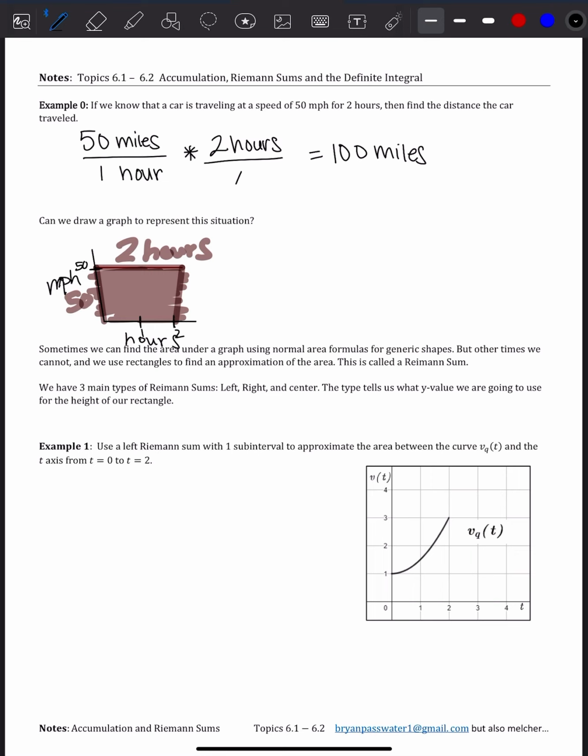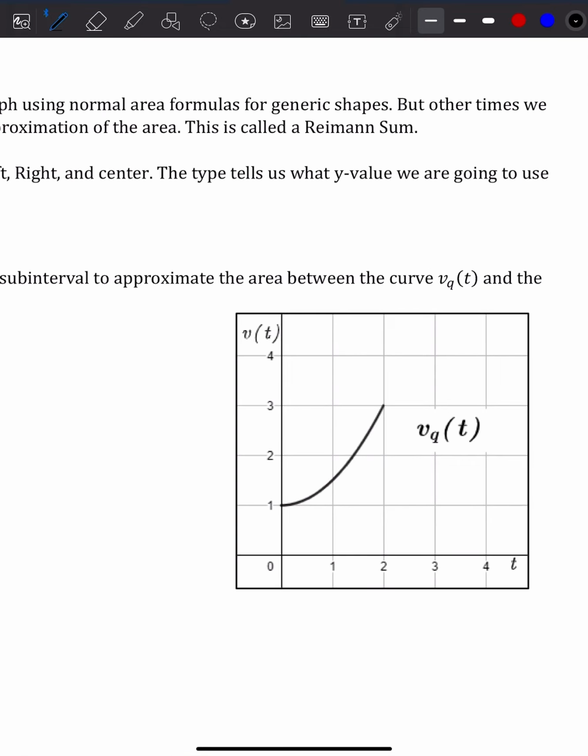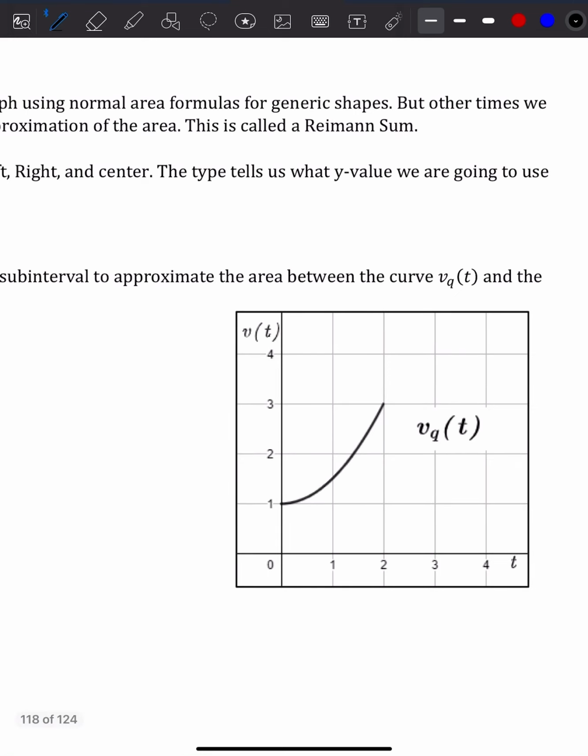So we have used a left Riemann sum with one subinterval to approximate the area between the curve of v(t) and the t-axis from 0 to 2. So we are going to be looking at this function right here. We're going to use one rectangle to do that, and that rectangle is going to be a left Riemann sum. So what we want to do is kind of draw in what we have going on here. So our interval right now is between 0 and 2. We want one interval between 0 and 2.